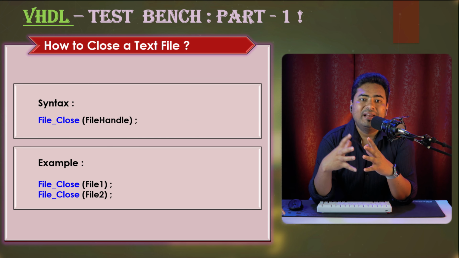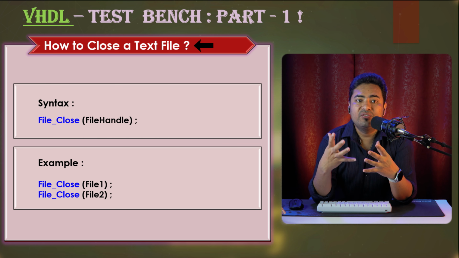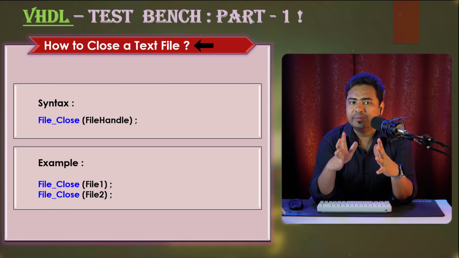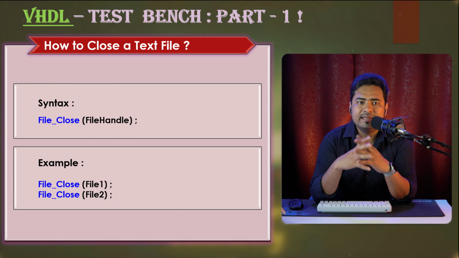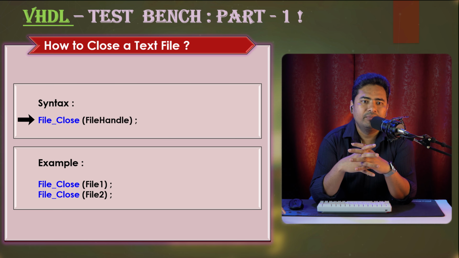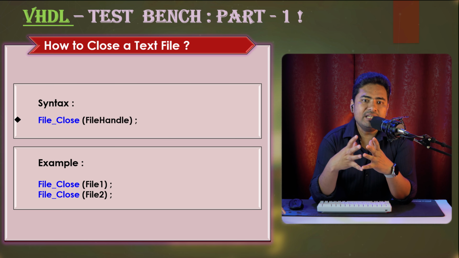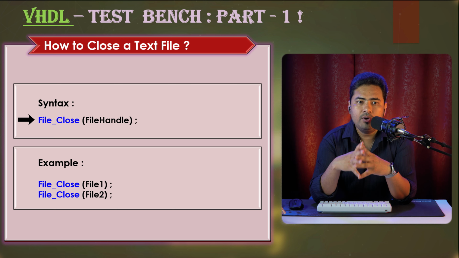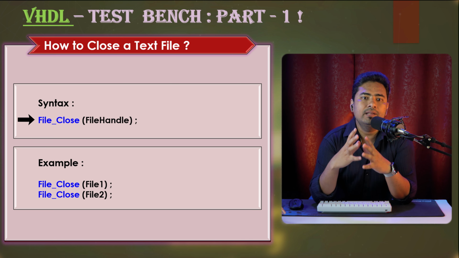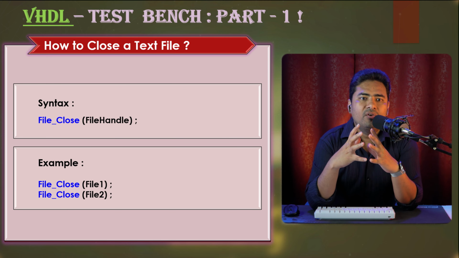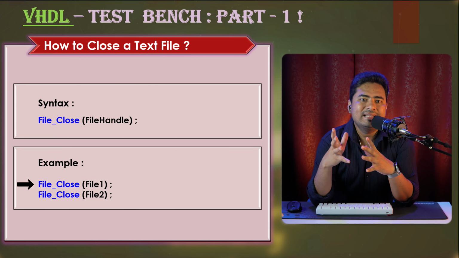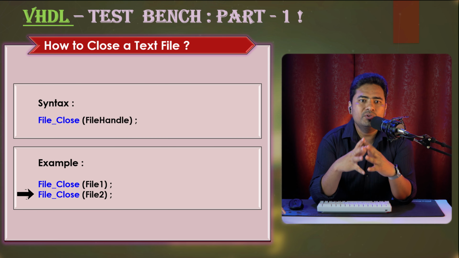Now this is our final step, that is closing the file. This is pretty simple. This is the VHDL syntax for closing a file. Simply write file close, file handle, semicolon. So we use the VHDL function file close followed by the file handle and then a semicolon. For example, file close file1 semicolon, file close file2 semicolon.